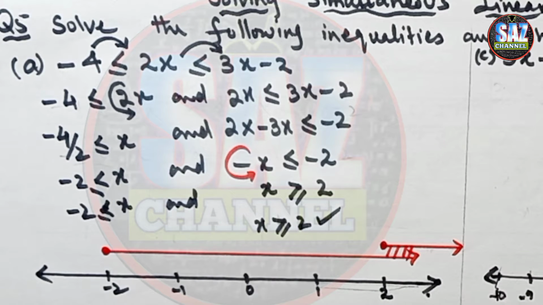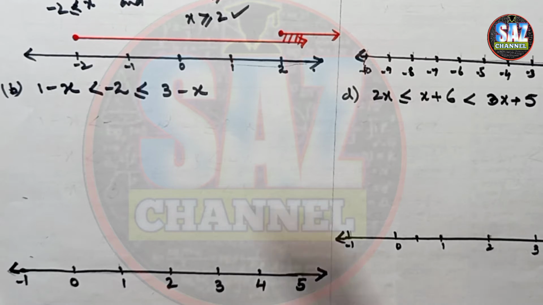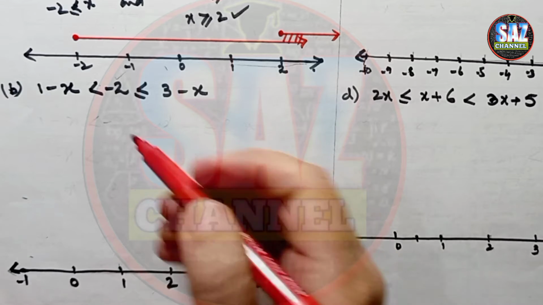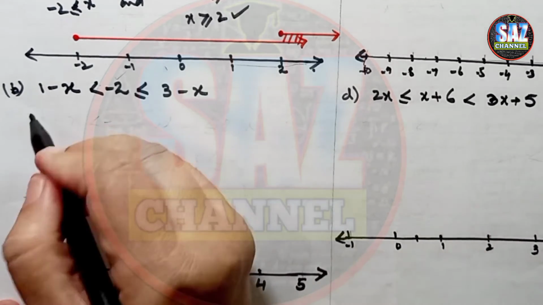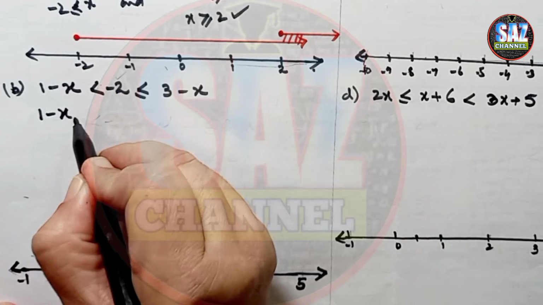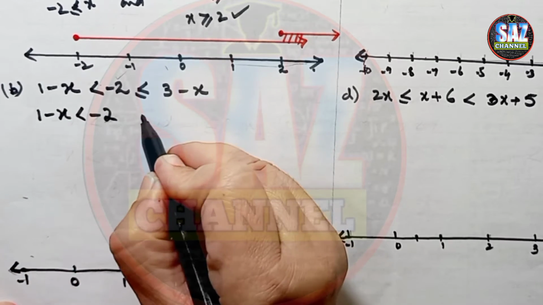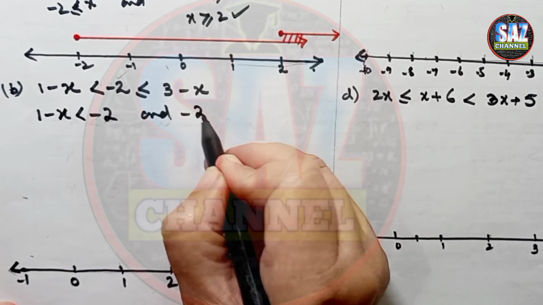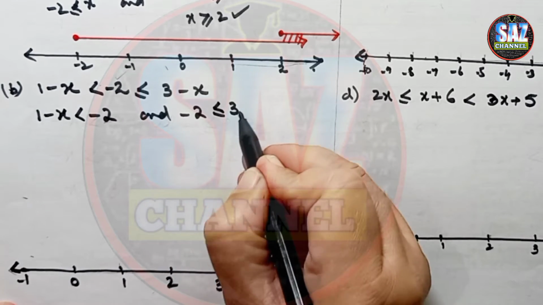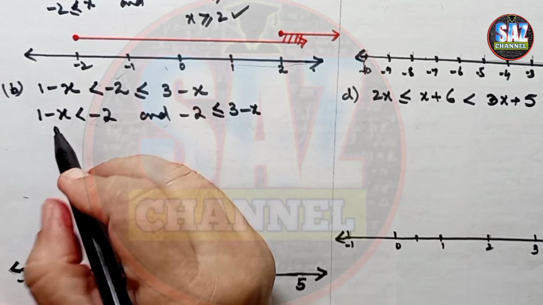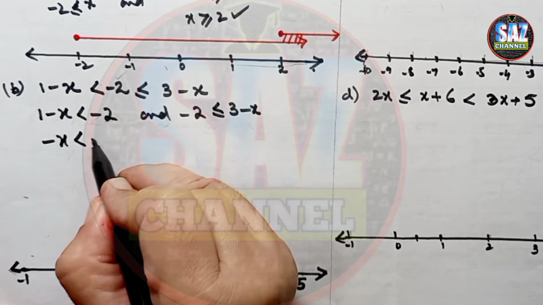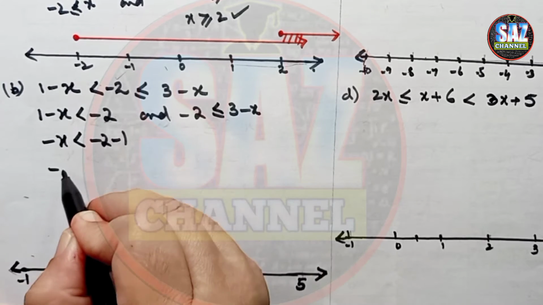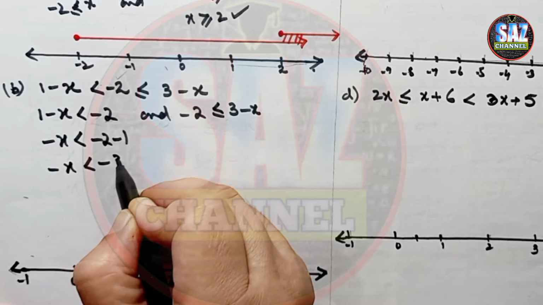Let's move to the next part of the question that says 1 minus x is less than minus 2 and minus 2 is less than equal to 3 minus x. First, divide the given expression in two parts and solve them separately. 1 minus x is less than minus 2 and minus 2 is less than equal to 3 minus x. So this 1 is extra, shift it to the other side. Minus x is less than minus 2 minus 1, minus x is less than minus 3.